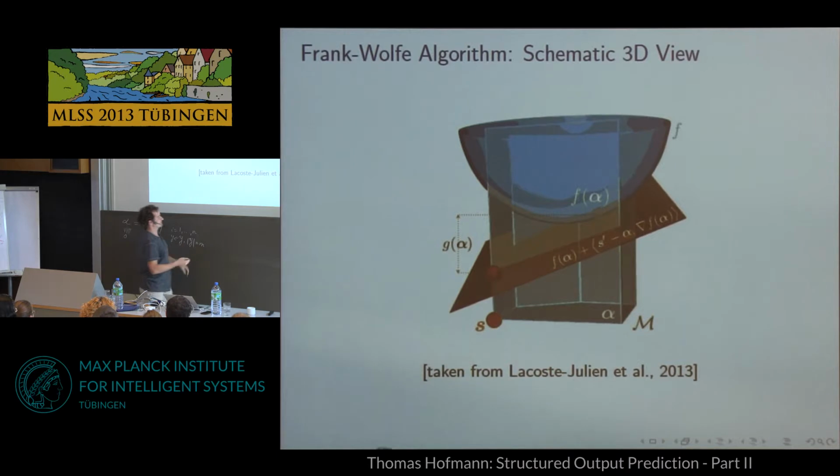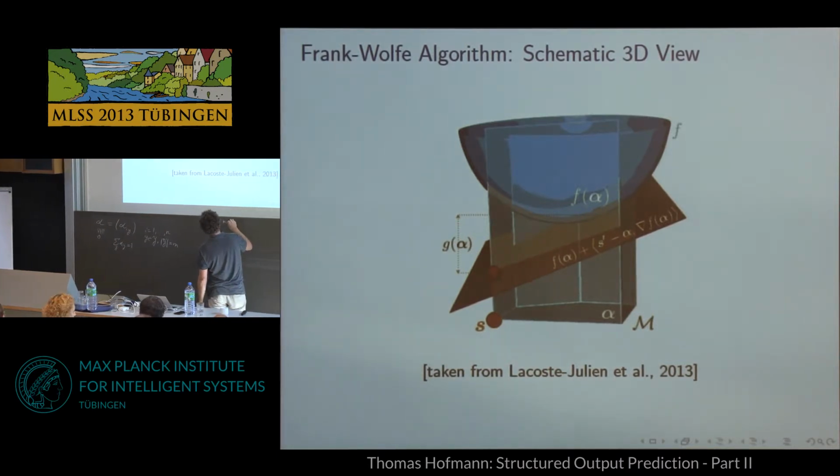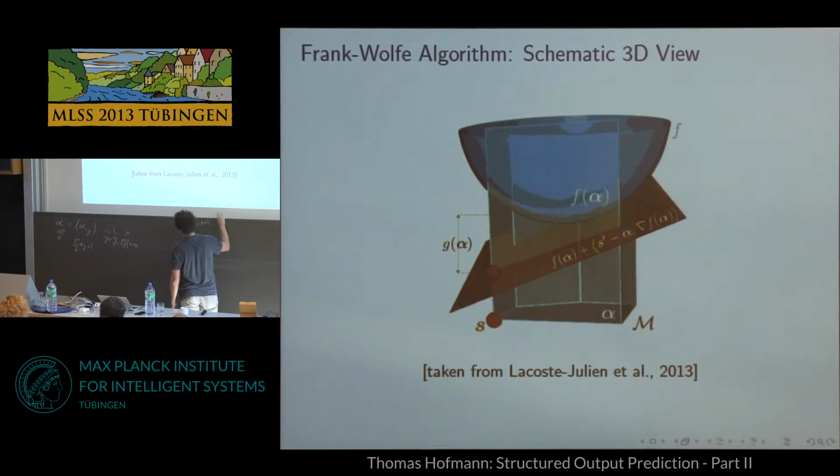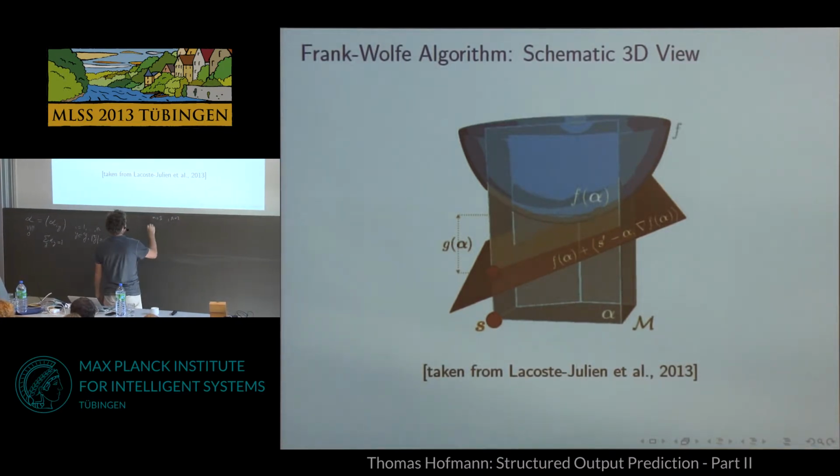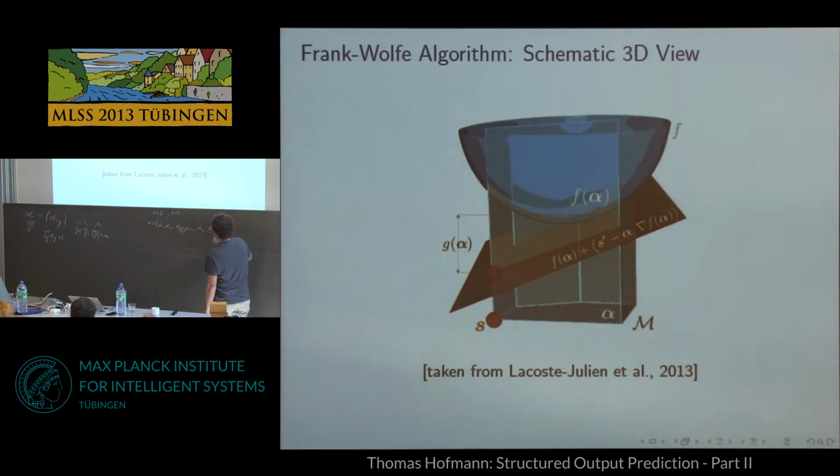So for instance, let's assume that m is 3, so we have 3 possible outputs, and we have 2 data points. Then alpha would effectively be 6 numbers: alpha 1,1, alpha 1,2, alpha 2,1, alpha 2,2, alpha 3,1, alpha 3,2. And I would have the constraint that alpha 1,1 plus alpha 1,2 should be 1, alpha 2,1 plus alpha 2,2 should be 1, alpha 3,1 plus alpha 3,2 should be 1. They should all be non-negative.